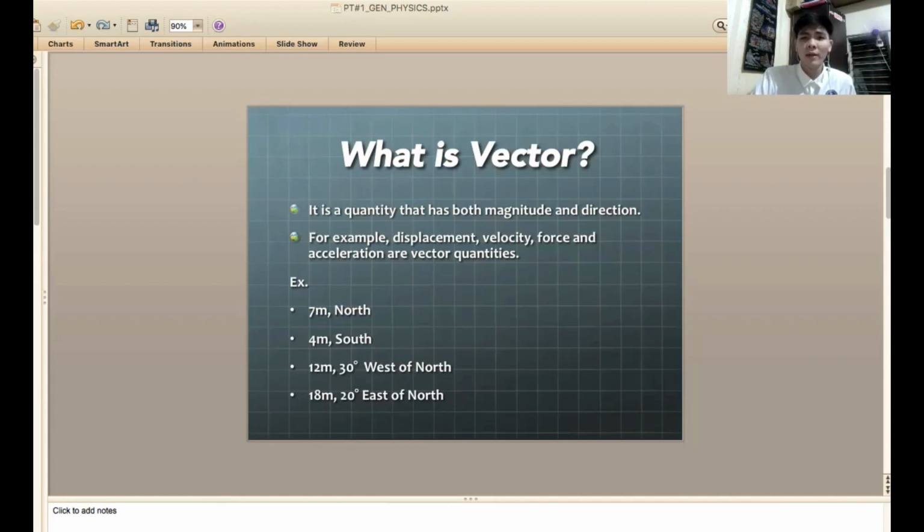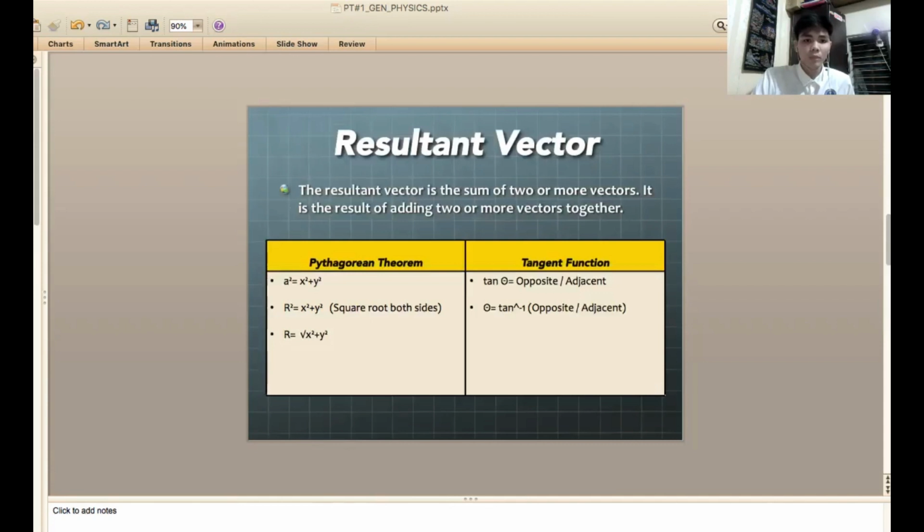So what are we going to find again? That is right, the resultant vector. The resultant vector is the sum of two or more vectors. It is the result of adding two or more vectors together. So how do we find it? Using the component method. In the component method, here are the two tools we use: the Pythagorean theorem and the tangent function.